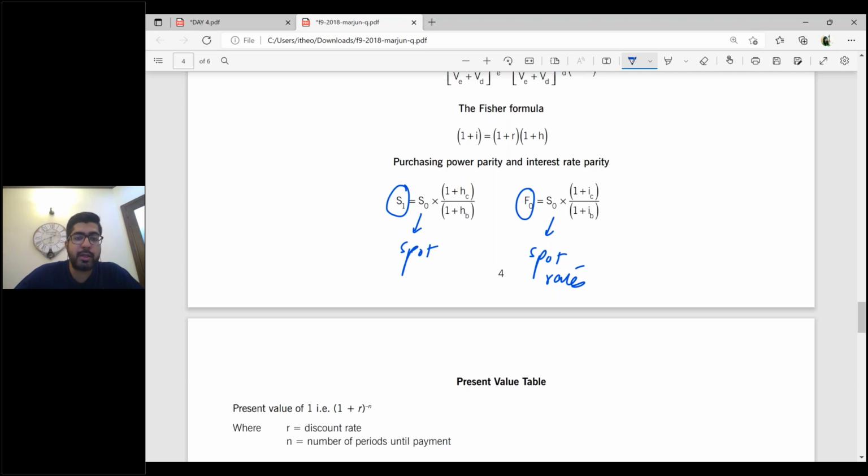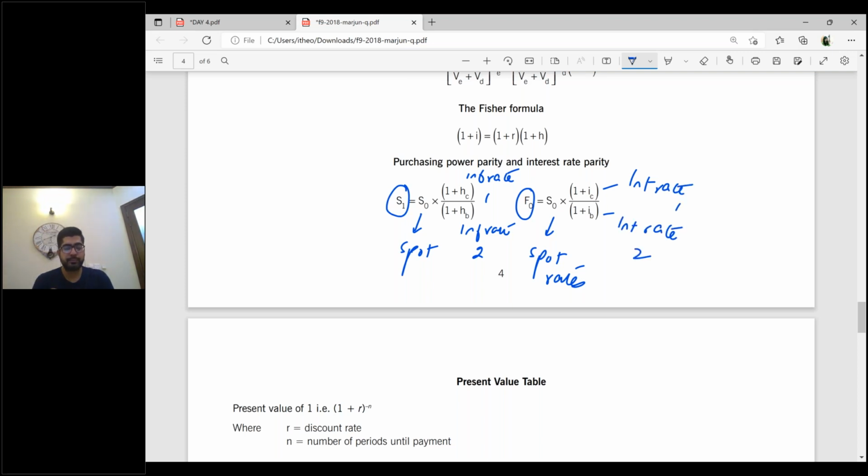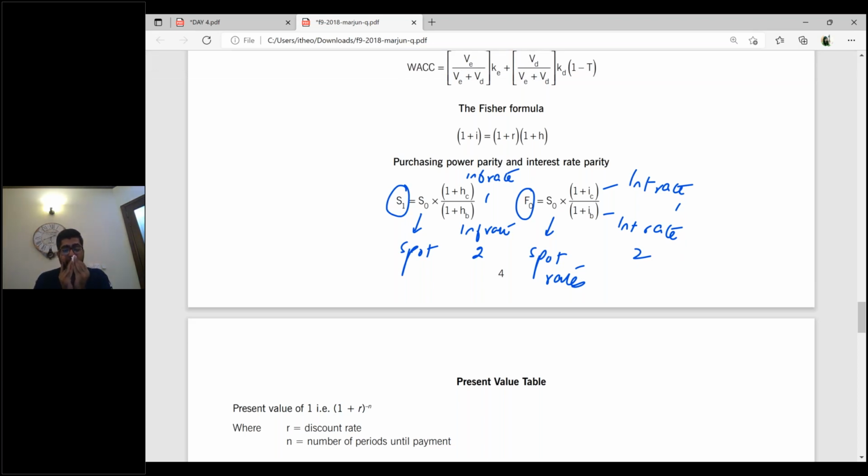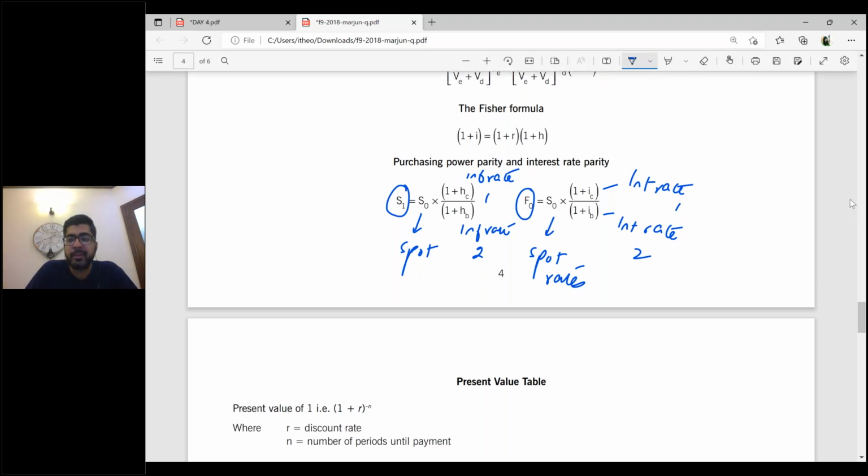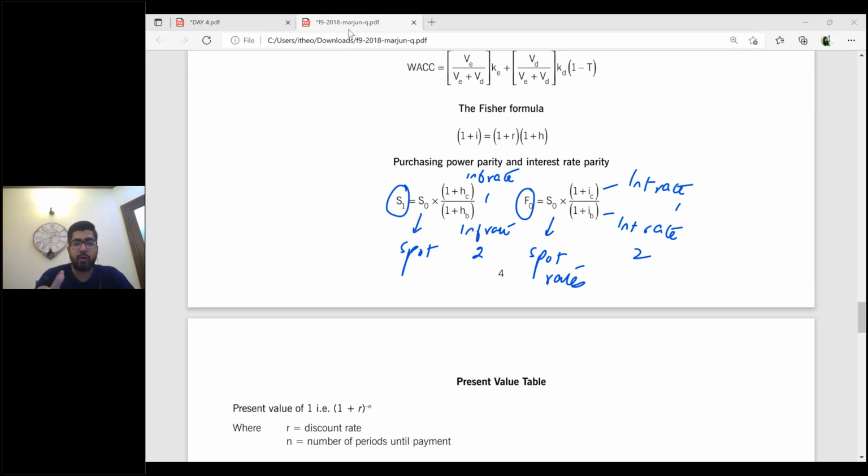Purchasing power parity states times 1 plus HC over 1 plus HB. HC and HB are the inflation rate of one country and the inflation rate of the second country. Whereas in interest rate parity, F0 forward rate is spot rate times 1 plus IC over 1 plus IB. IC and IB are the interest rates of country 1 and country 2. So the formulas are almost the same. Purchasing power parity theory tells you the relationship between forward rates and inflation rates. See, in the formula it is using inflation rates, whereas in interest rate parity it's using interest rates.